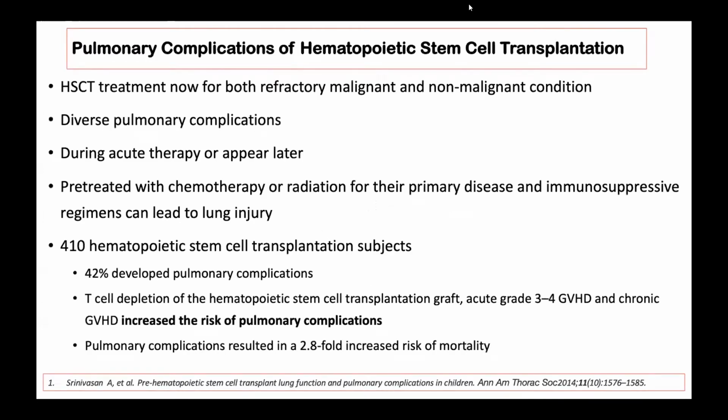This is a slide which unfortunately you cannot see clearly, but it gives you treatment exposure and the potential late effects and the risk factors associated with these different treatments. This includes radiation, alkylating agents, and of course, surgery. If you look at hematopoietic stem cell transplants, there are pulmonary complications which can occur. We know that these complications are diverse. It can cause acute therapy. During acute therapy, you can see or appear later in life during the course of therapy.